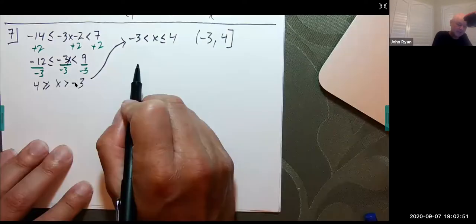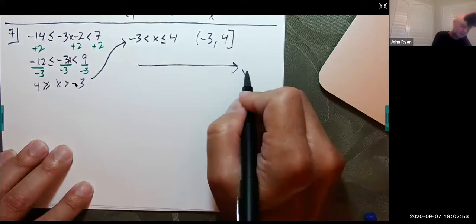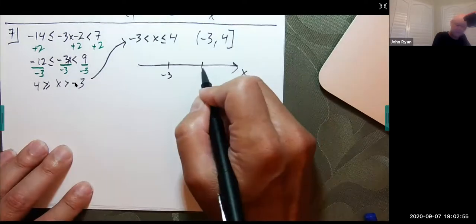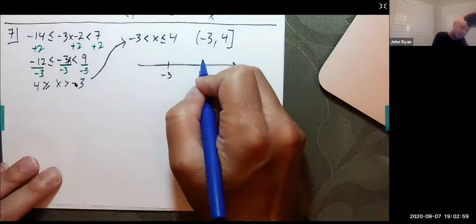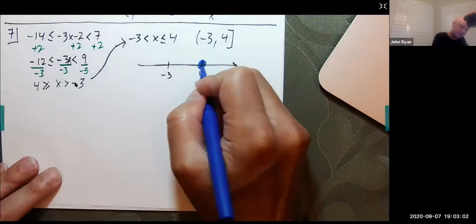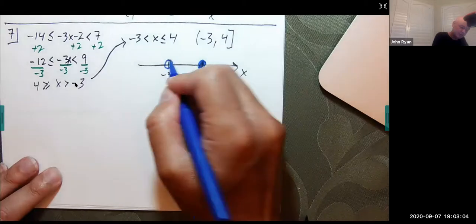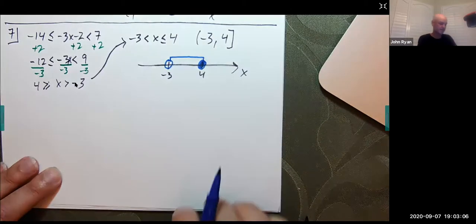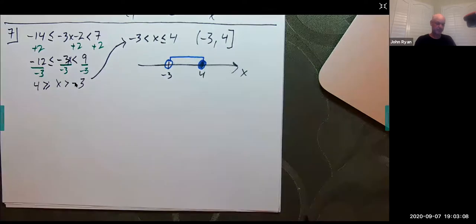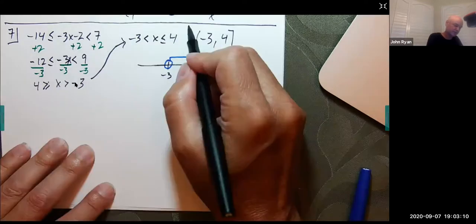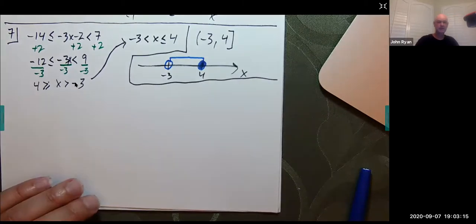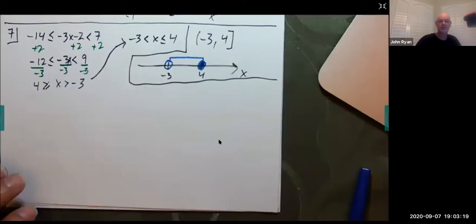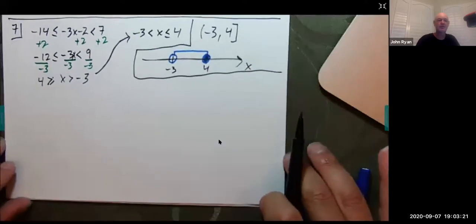This graph will look like this. Once again, solid dot to represent that we are including the 4, open circle to indicate that we are not including the -3. So here are your answers here. Let's see if I can sneak number 8 underneath this. Make sure we're in frame here. We are.